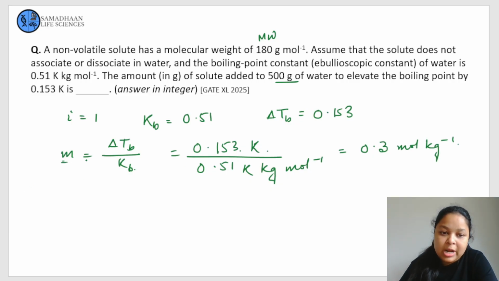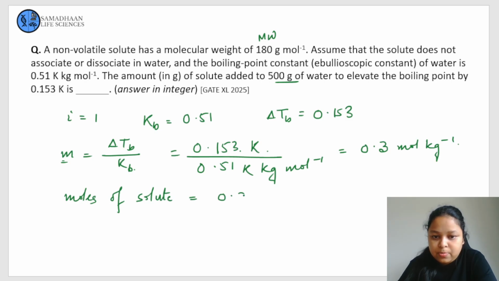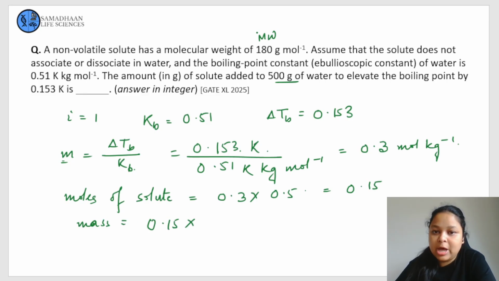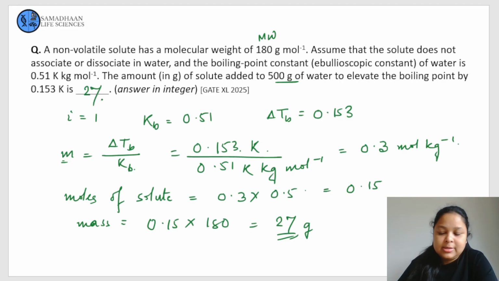Now we have the molality. So let's find out the moles of solute. So 0.3 into mass of solvent, which will be 0.5 kilogram. We already saw that in molality we have to use the unit in kg. So this will be 0.15, and then the mass of the solute we have to find out. So 0.15 into the molecular weight, so 180, which will be 27 gram. So the answer is 27.